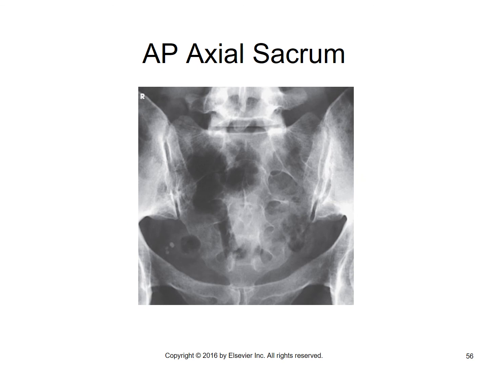So here's a beautiful AP axial of the sacrum. Notice the tip of the coccyx is usually going to be superimposed by the pubic symphysis area, but the 15-degree cephalad angle gives you this beautiful image of the sacrum flattened out on the image itself.